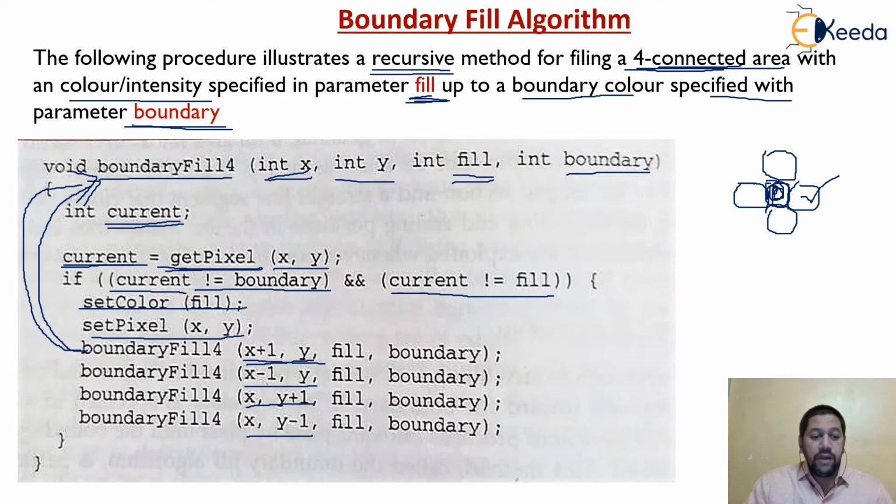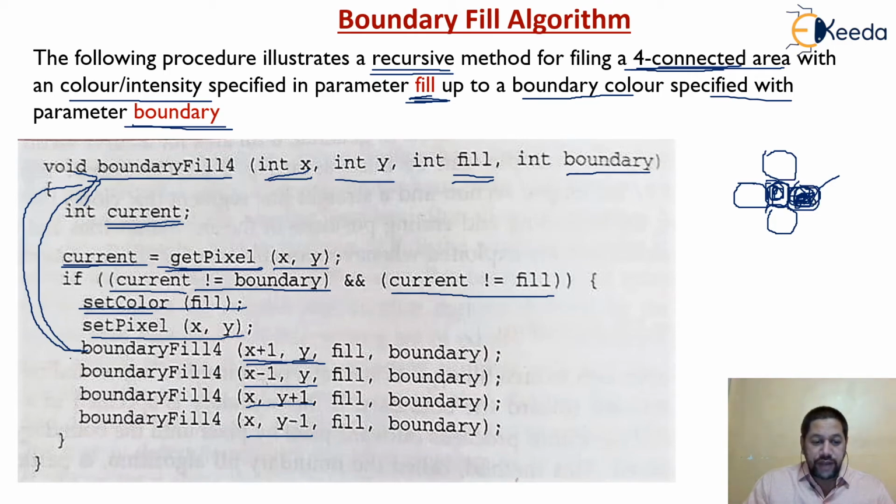Okay, now it will check whether the current pixel is not equal to the boundary color. No, it is not the boundary color, it is white. The boundary color is a different color. And whether it is set to the fill color. No, it is not set to the fill color. So what I am going to do, I'm going to set that pixel with the fill color. I'm going to fill this particular pixel with the color. Getting me?